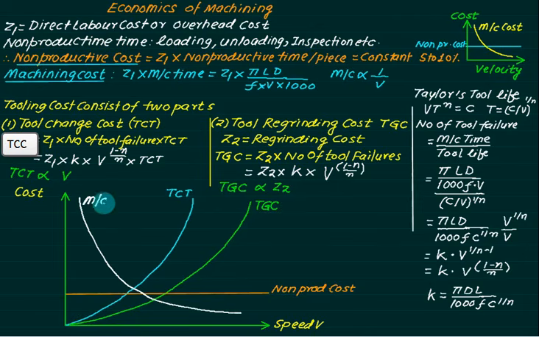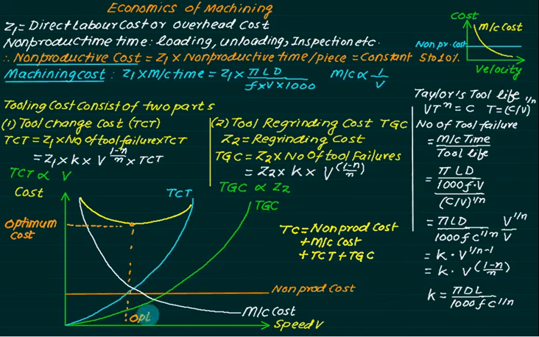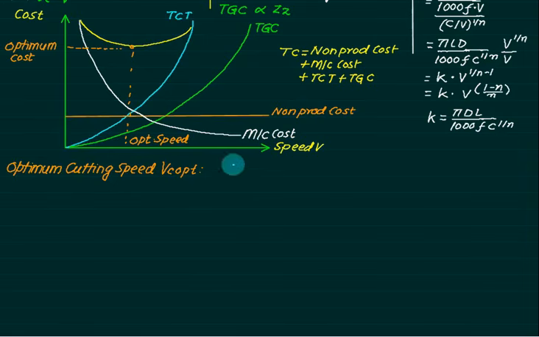So what you observe in this is that some costs are increasing with speed, and some costs are decreasing. All the above 4 costs, that is the non-productive cost plus machining cost plus tool change cost plus tool grinding cost, add up. Please note TCT here equals the tool change cost, not tool change time. So this graph represents the total cost. This cost has a minimum value here. This point represents the minimum cost or the optimum cost, and you will get the optimum cutting speed. This is how the optimum cutting speed comes into the picture, which includes the optimum cost, which consists of 4 basic costs.